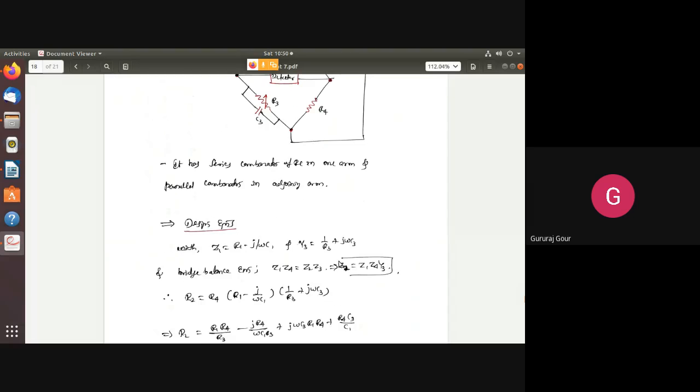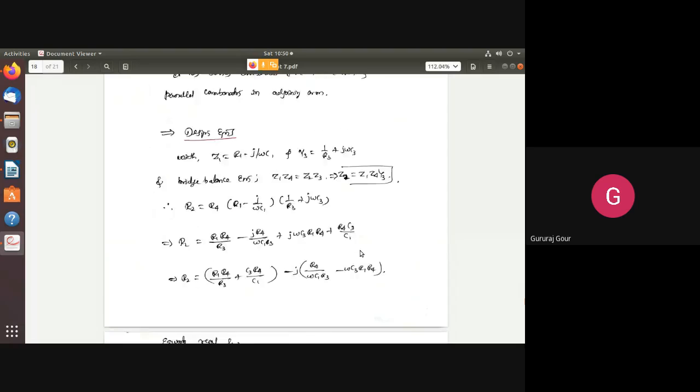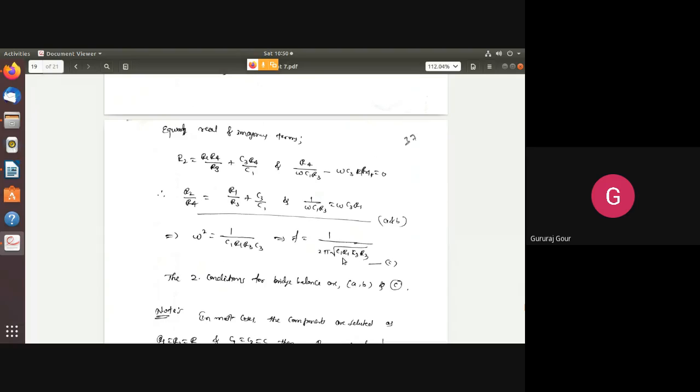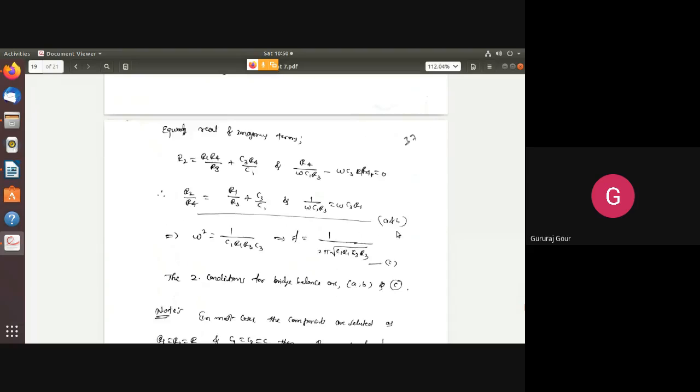Instead of Z3, because this is a parallel combination, I am going to write it as Y3, admittance, which is the reciprocal of impedance. So Y3 is 1 by R3 plus j omega C3. Again, you use the same bridge balance equation, Z1 Z4 equal to Z2 Z3, to obtain the final design equations for this Wien bridge. So we get the frequency for the Wien bridge along with the design equations as shown here, A and B.